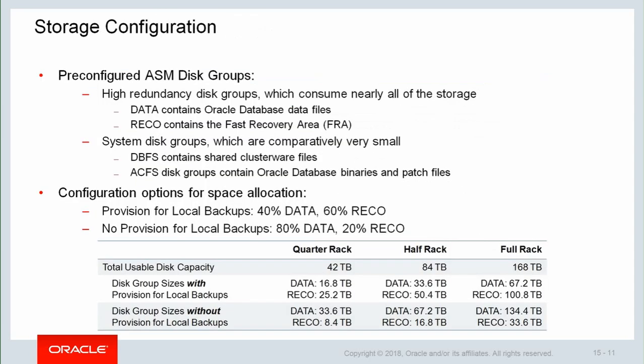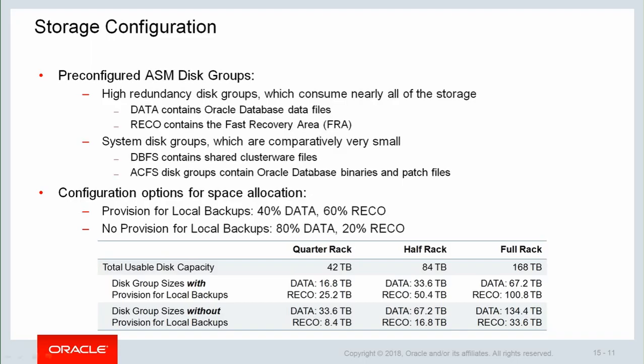And when you look at the storage configuration, this storage configuration is slightly different from the on-prem ExaData configuration. So we have the DATA ASM disk group for your production database by default, and we use high redundancy. And RECO is for backup, with high redundancy. And DBFS is to store OCR and voting disk files, and ACFS contains Oracle database binaries and patch files. So these are the configurations of ASM disk groups in the ExaData cloud environment.